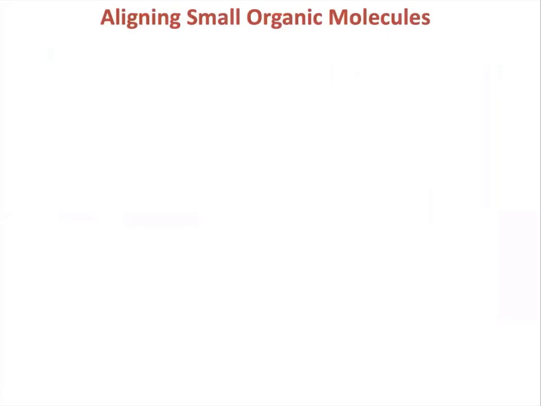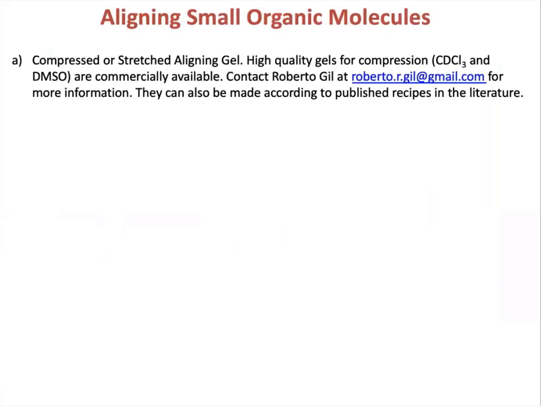So for aligning small molecules, as I said, we can use compressed or stretched aligning gels. High quality gels for compression in chloroform and DMSO are commercially available. Contact me for more information. They can also be made according to published recipes in the literature, but let me tell you, the gels that are commercially available are of very high quality, they are very clean, they don't contain monomers.